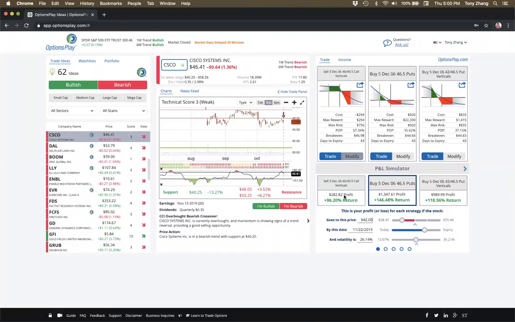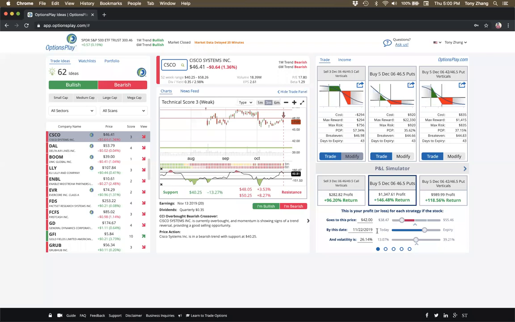I've seen a lot of users say, well, Cisco, volatility is really high. I should sell credit spreads. I'm not going to buy the debit spread. Well, if you did that, you've capped your rewards at $282 when you could have made $1,000 when you bought the debit spread, even though volatility was high.